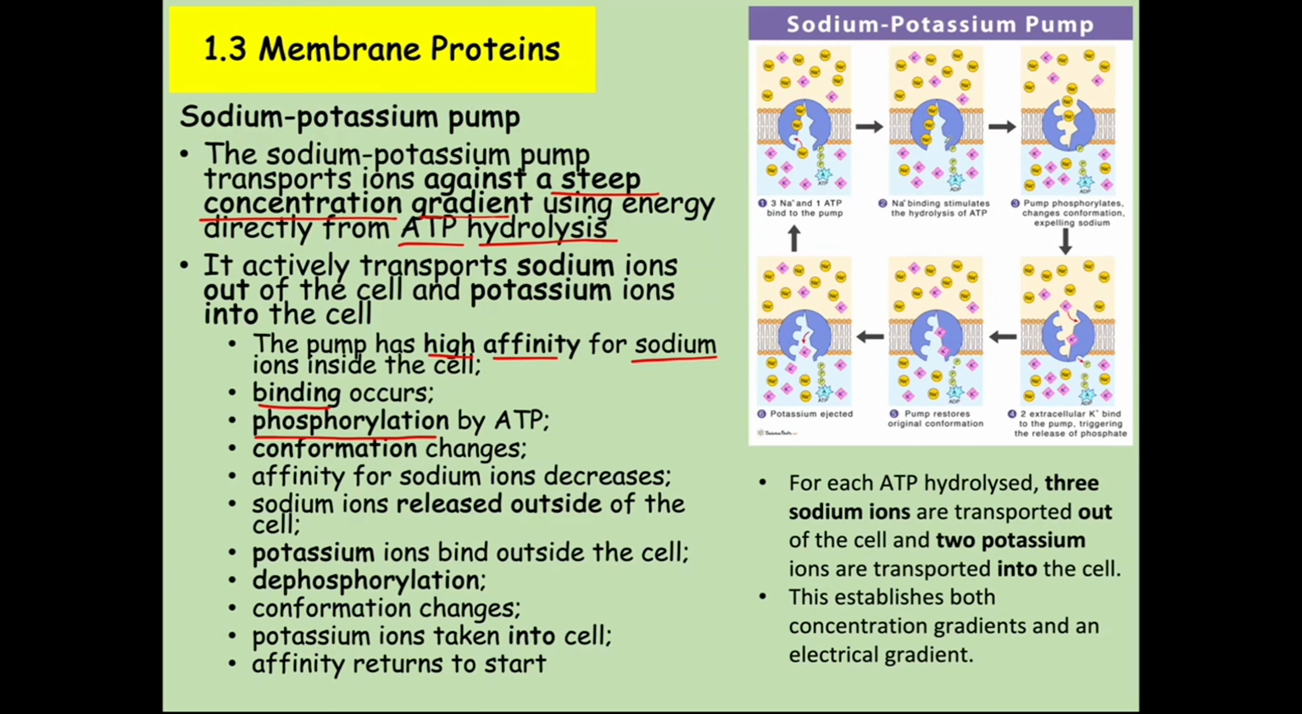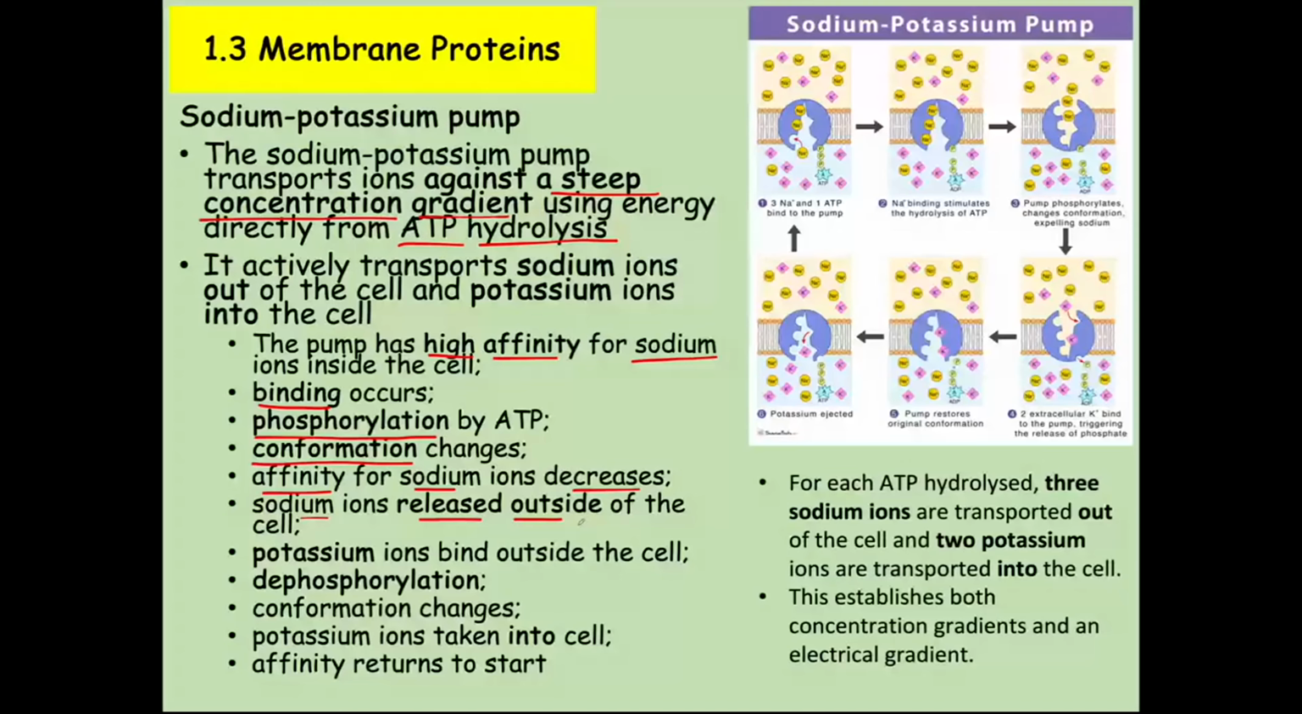What will that do? Well, when we add a phosphate, we know that this is true of all ligands. When we add a ligand to the protein, it's going to cause a conformation change. That conformation change will change the affinity. Okay, initially we had a high affinity for sodium, but with the conformation change, the affinity for sodium will decrease. Okay, so you can see here that in stage 3, the protein has changed shape or conformation. At that point, the affinity for sodium is low, and therefore the binding sites let the sodium move out of the cell. So those 3 sodium ions there are going to move out of the cell. The sodium ions are released outside of the cell.